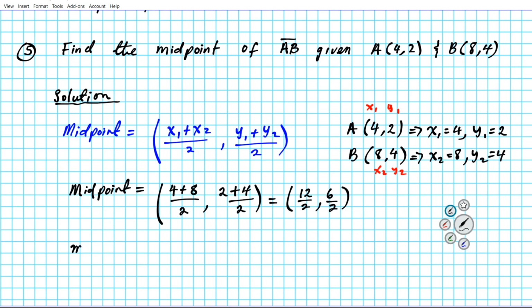So our midpoint is 12 over 2 is 6, and 6 over 2 is 3. So let's write down what the answer is. The midpoint of segment AB is 6, 3. That's the point that's right at the center of those 2 points.